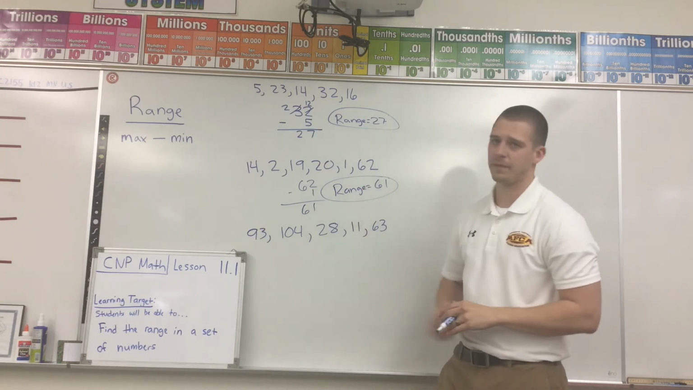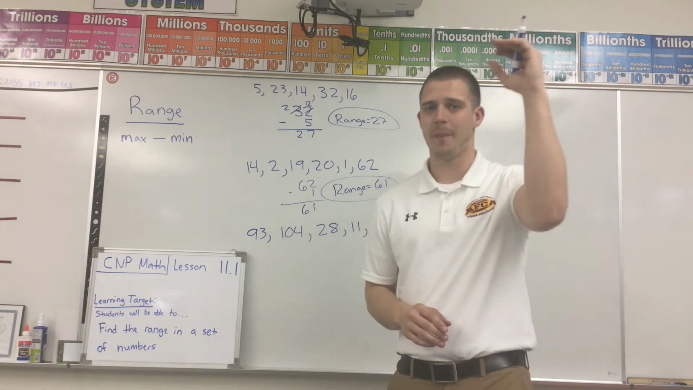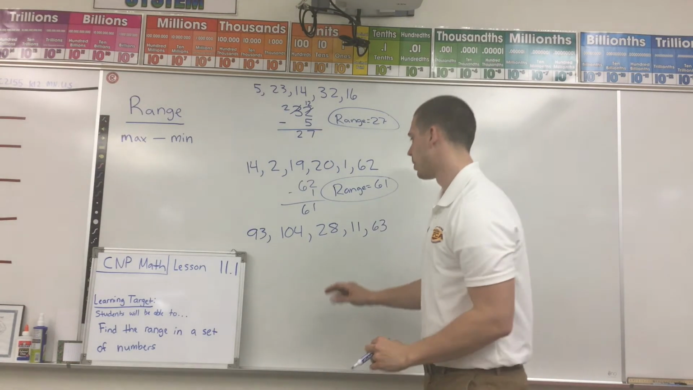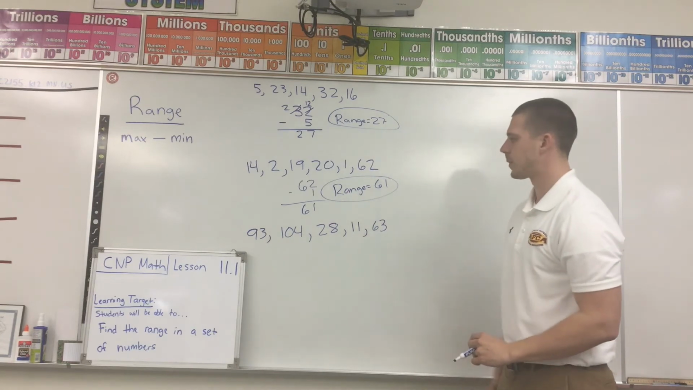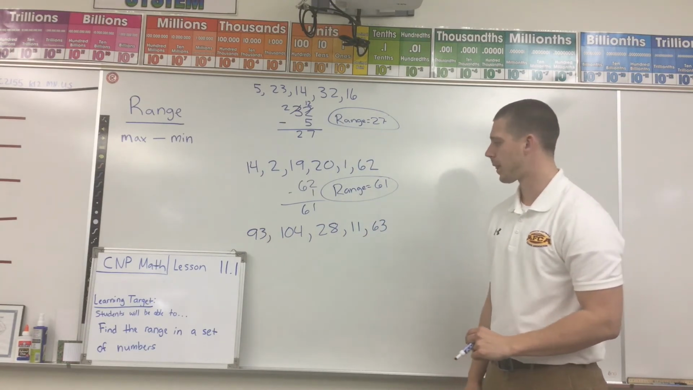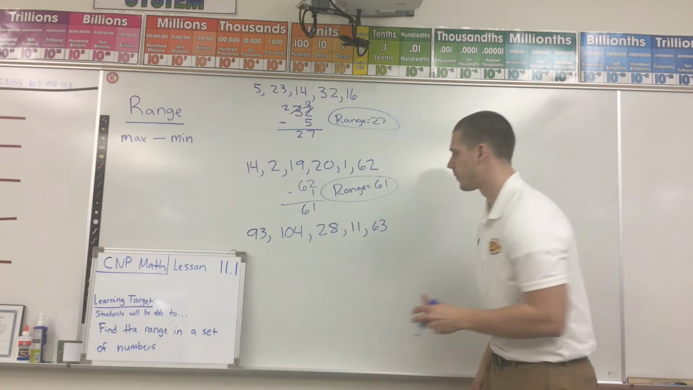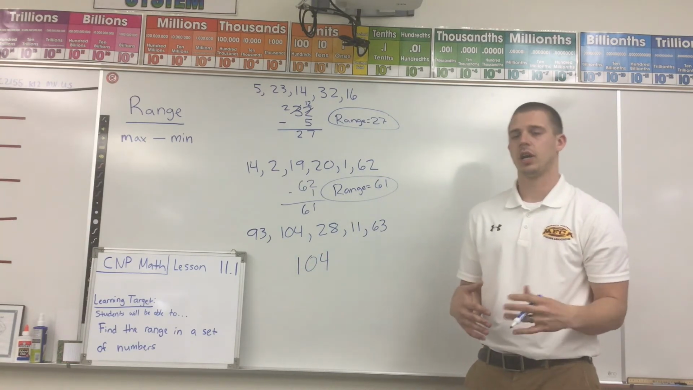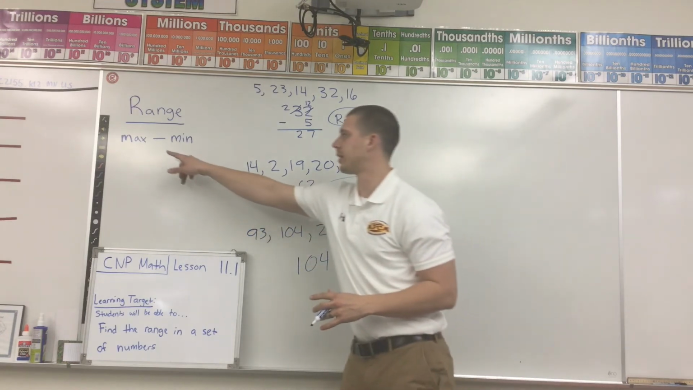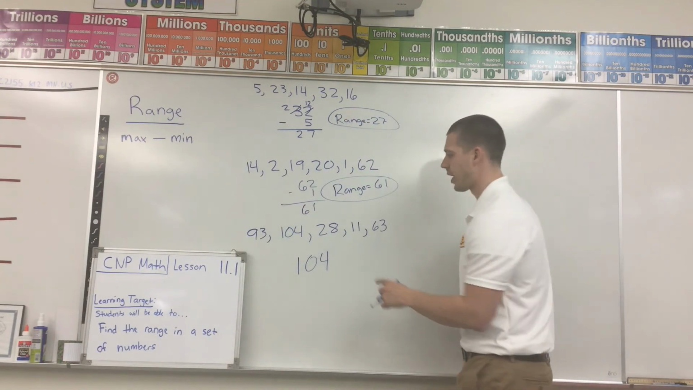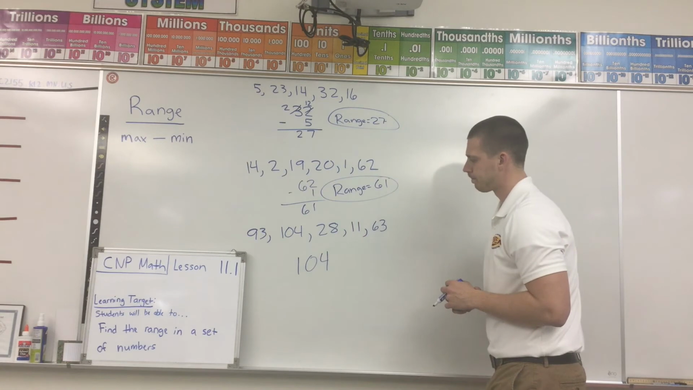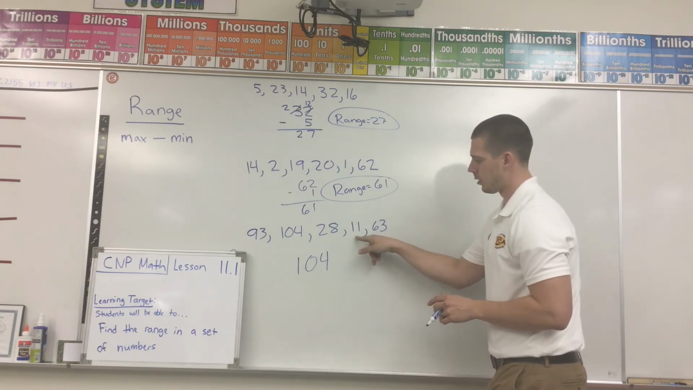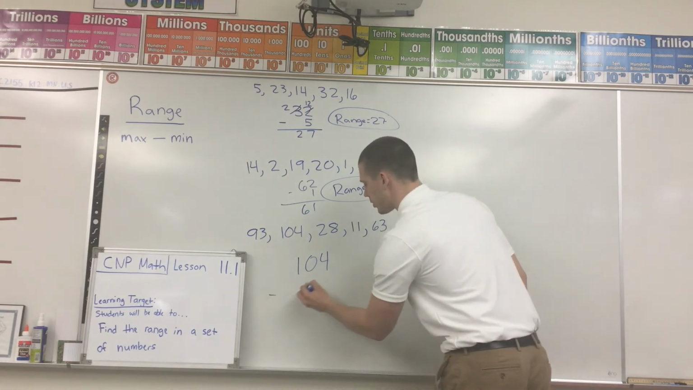All right, on to our last set of numbers. We got to make sure when finding the range, you find that biggest number and that smallest number. In this set of numbers, it looks like our maximum number, our biggest number, is 104. Now, we need to make sure when finding the range, we are subtracting it by the minimum. So we got to find the minimum number. That's 11. So we're going to subtract 11.